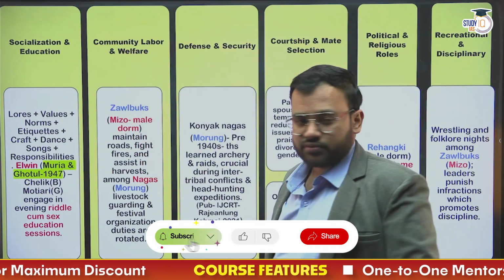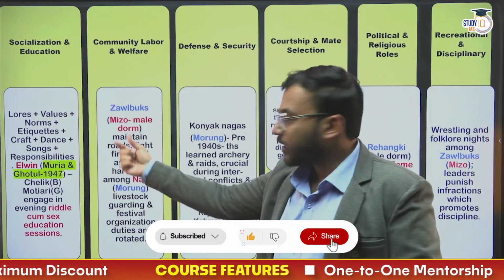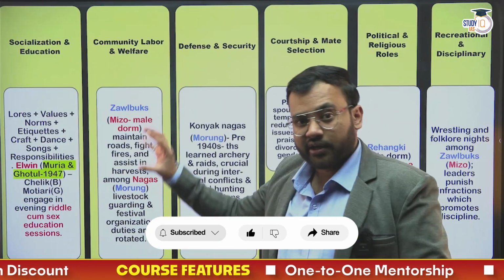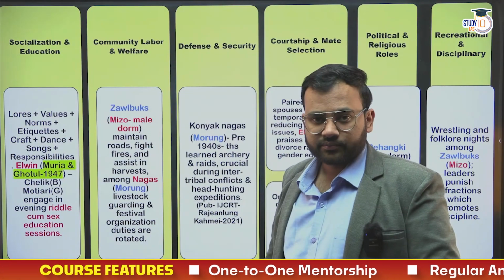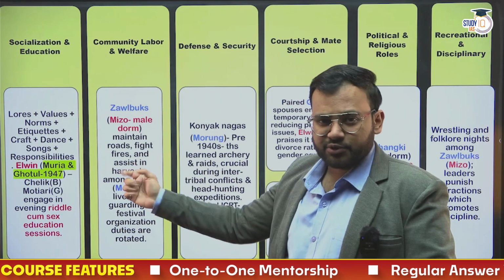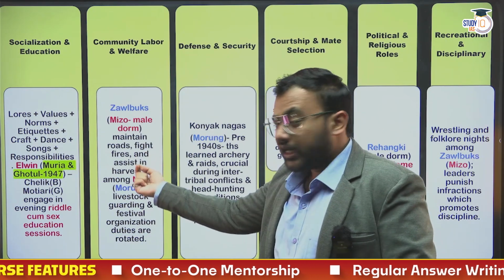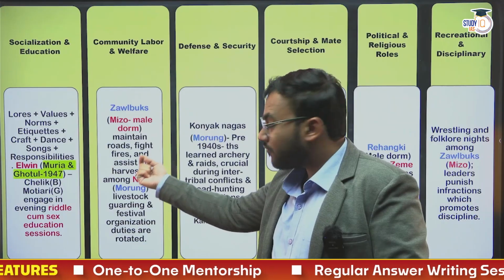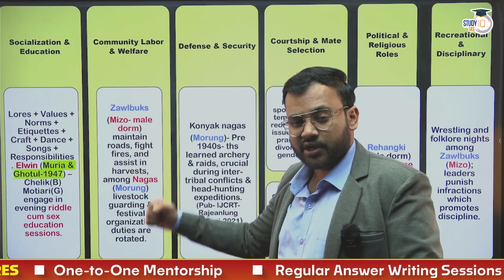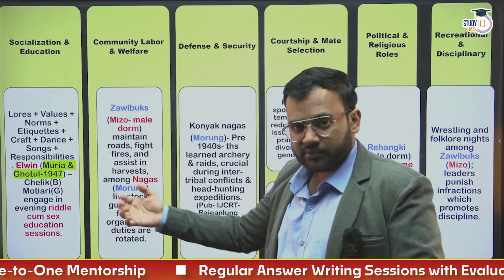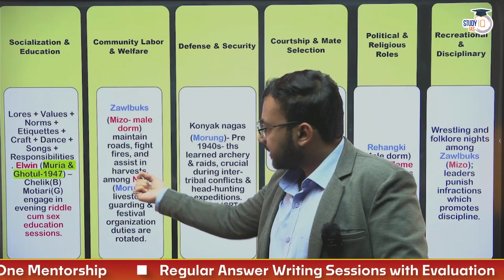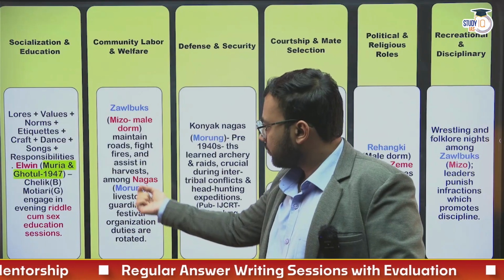So among the Zawlbuk, this is the youth dormitory among the Mizo people, specifically the male dormitory. Okay, it is called the Zawlbuk. All right, at times B is pronounced, at times B is silent. Now they maintain the roads. They also fight the fires. If there is a place which has caught fire, they are going to put it out or help. They are also assisting in the harvest, which I have just mentioned.